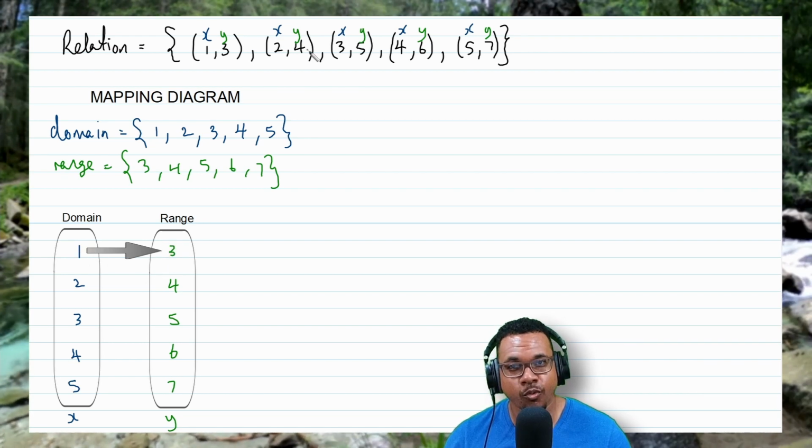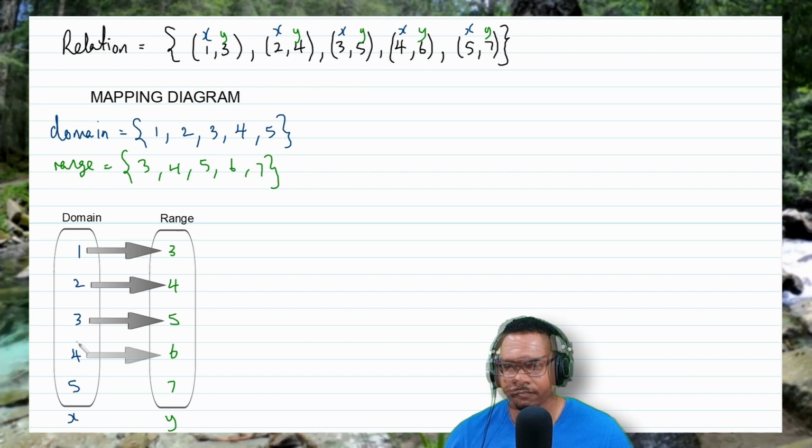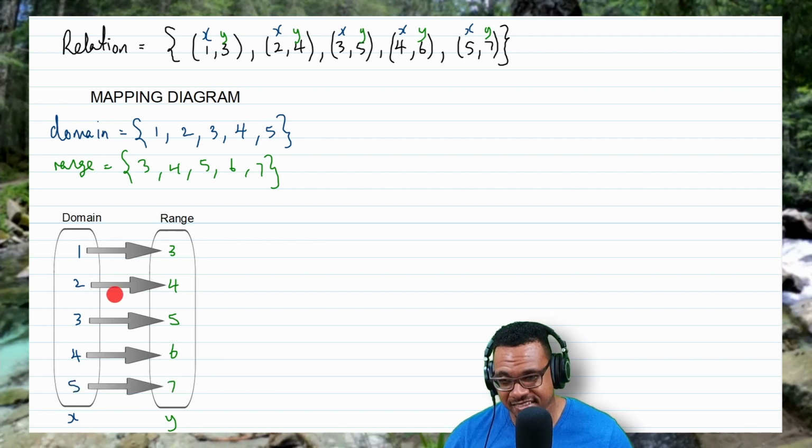So you're going to do the same thing for all the other ordered pairs. So 2 is going to be mapped to 4. So I'm going to have this arrow here where 2 is mapped to 4. Then you're going to have 3 mapped to 5, so 3 in the domain mapped to 5 in the range, and so on. 4 mapped to 6. All right, so here I have my arrow mapping 4 in the domain to 6 in the range. And last one, 5 mapped to 7. So I have 5 in the domain mapped to 7 in the range. And this is the mapping diagram.